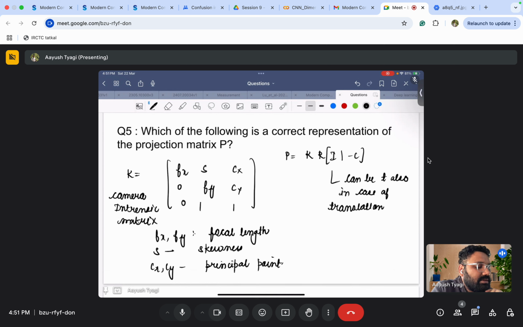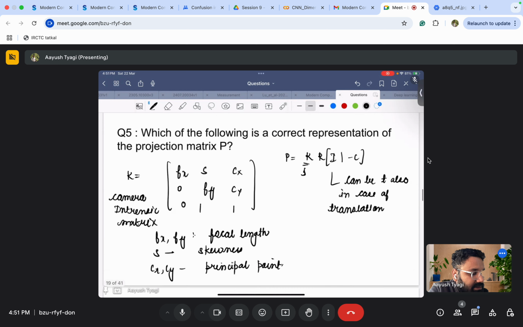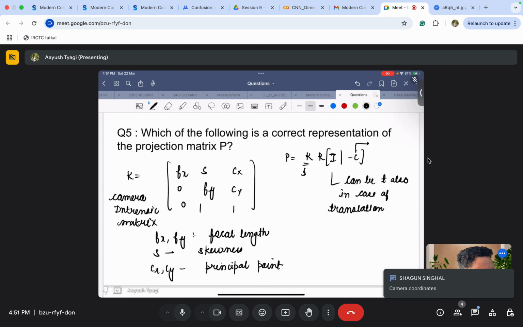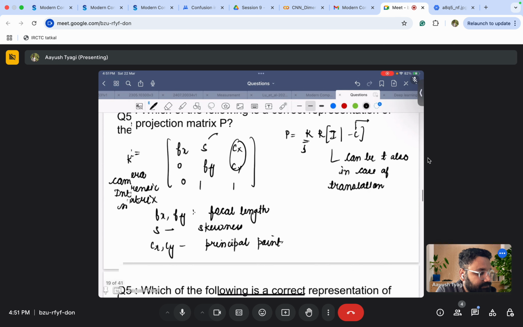Next: which of the following is the correct representation of the projection matrix P? The projection matrix P is defined by K, the camera intrinsic matrix, R, and I, which is the identity matrix, and this is the change in your principal points. K is represented by the camera coordinates: fx, fy, s, which is your skewness, and these are the principal points.